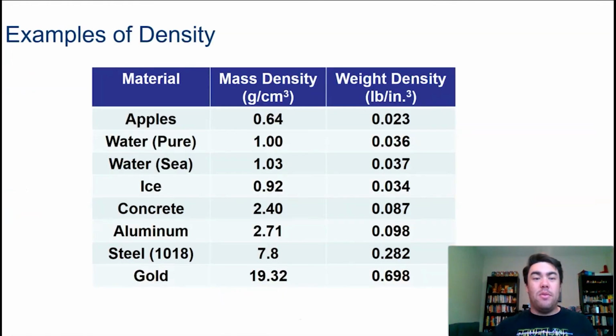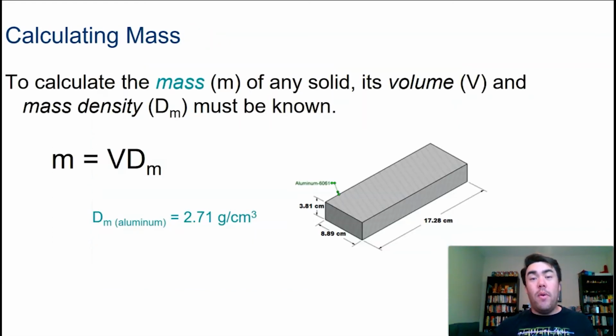Here we have some examples of density. You can see what the densities of some common objects are that you might encounter either in everyday life or while you're doing engineering work. So if we know volume and we know density, we can find the mass of an object. To calculate the mass of any solid, its volume and mass density must be known.